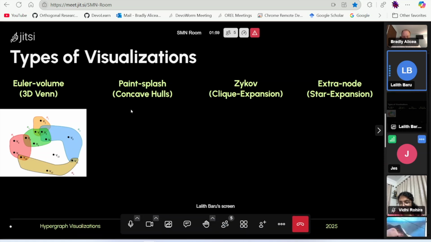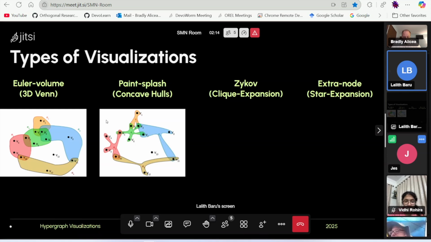So the 3D Euler diagram looks like this. It overlaps by using these edges. Here we can see nodes V1, V2, V3, V4, V5, V6, and this is V7. These are the edges that we drew. This is one way. In the paint splash, we have a splash around the nodes. This edge carries the different nodes, or hypernodes, and this hyperedge looks like a paint splash.